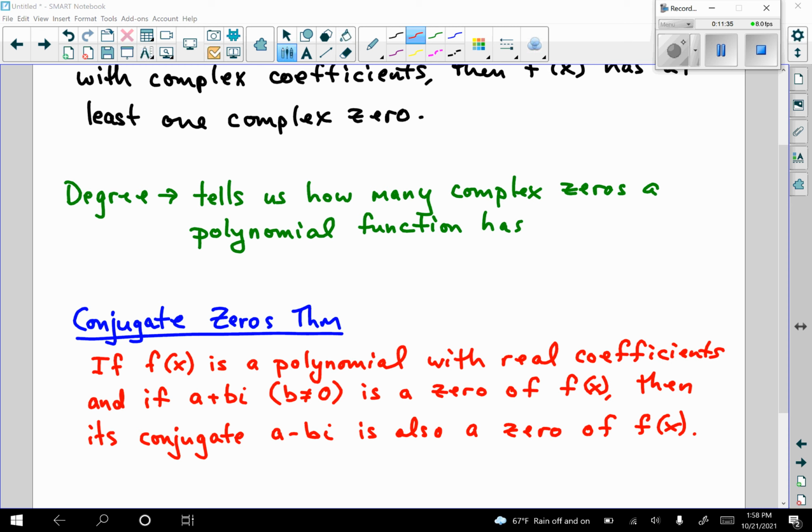So if you need to, pause the video so you can take some time to copy down these theorems. And we're going to jump into an example that pertains to these theorems right here.